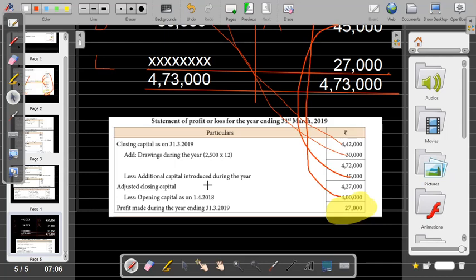Okay. So you have to do this, and then we will go on to find out the credit sales and credit purchase using the format. So this is your assignment for this week.